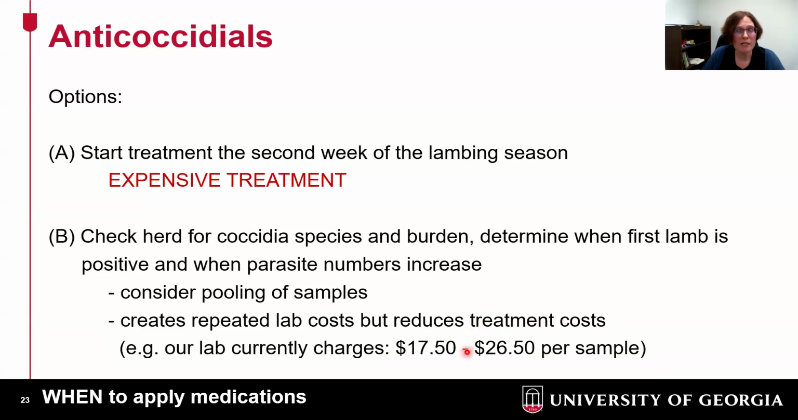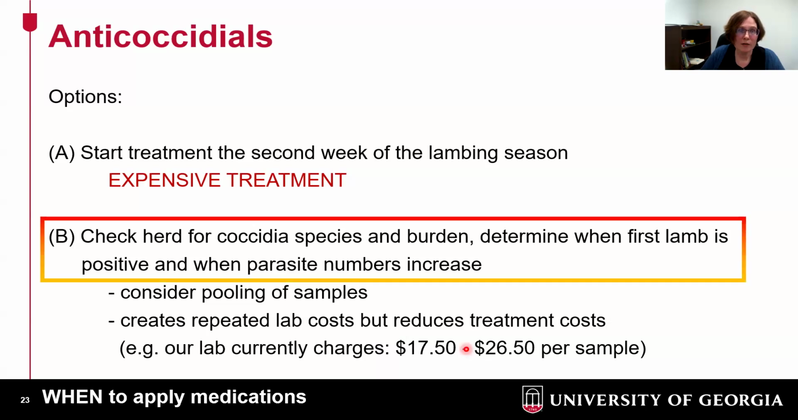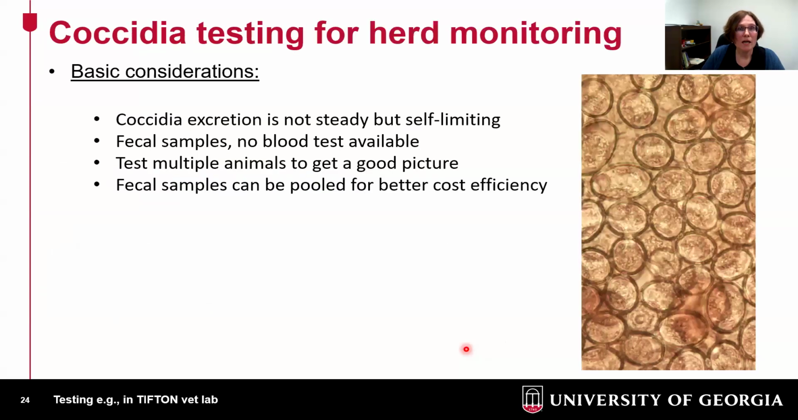Just to give you one example, and the pricing varies over the country, but our lab charges between $17.50 and $26.50 per sample, depending on how much detail you want. So this would be just a plus system, like it's low, medium, or a lot of parasite stages, and this would be an exact count. So generally, I would recommend checking and just monitoring and keeping track what's really happening in that herd or flock.